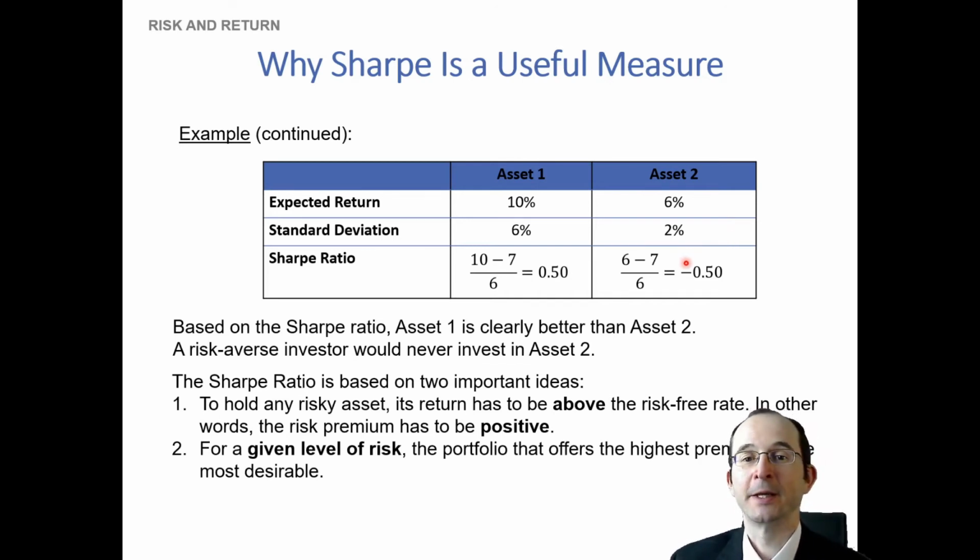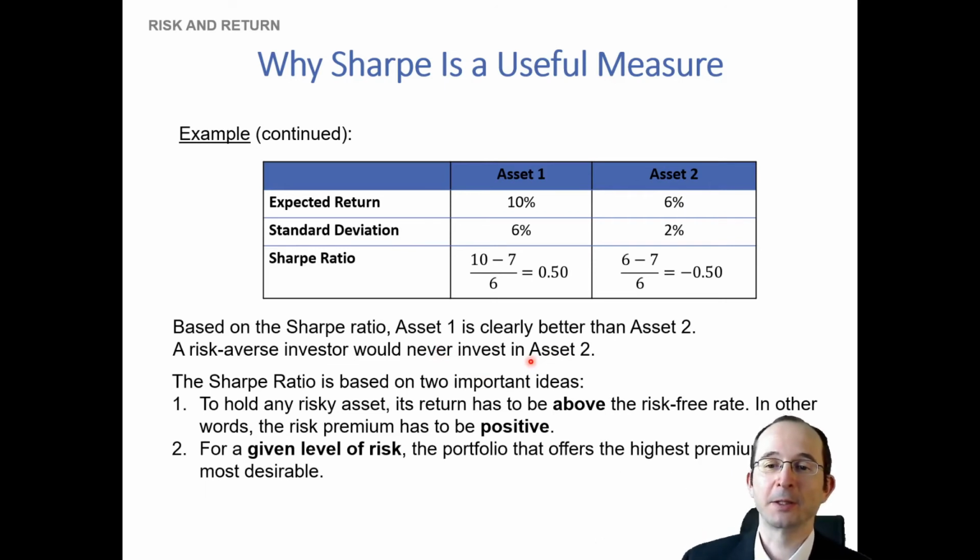So that means that, based on the Sharpe ratio, asset 1 is actually significantly better than asset 2, and indeed, because asset 2 underperforms the risk-free rate on average, we would probably never want to invest in asset 2 at all, because we can get a higher expected return with lower volatility, which is to say 0 volatility, if we just hold the risk-free asset.